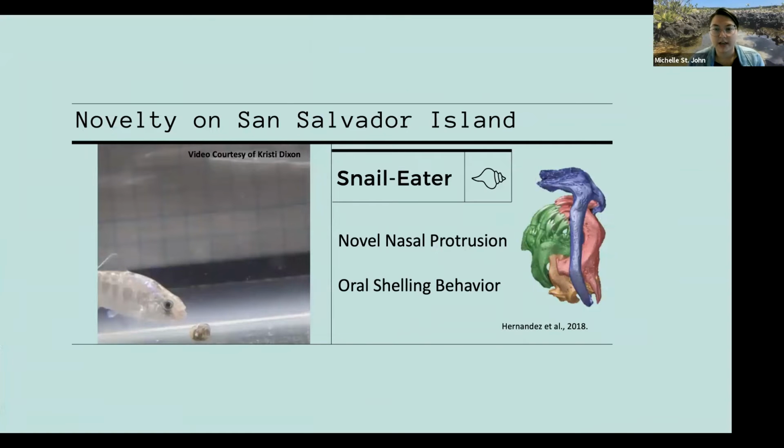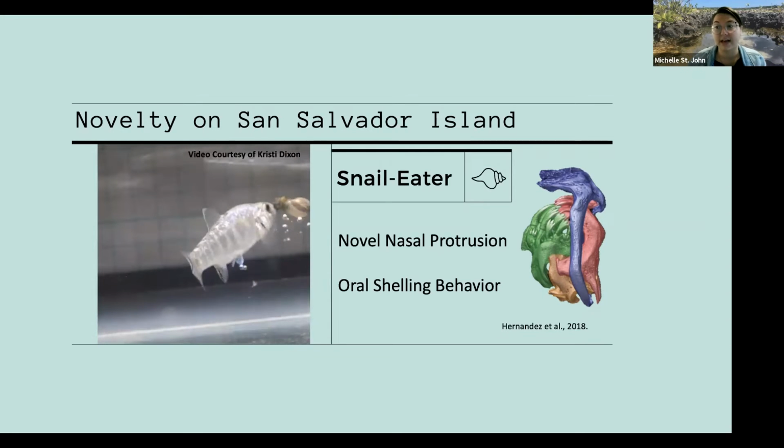So about 30% of the snail-eating pupfish's diet is snails, and we hypothesize that the snail eaters can consume snails due to this novel nasal protrusion seen here. And this is a bony extension of the maxilla. Snail-eating pupfish also exhibit a novel behavior of oral shelling. So while most durophagous fish will consume snails by crushing that outer shell, pupfish will actually wedge the snail out of the shell to consume it. So this is a great example of novelty because it spans the biological levels of behavior, morphology, and ecology.